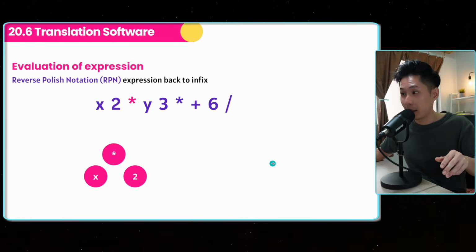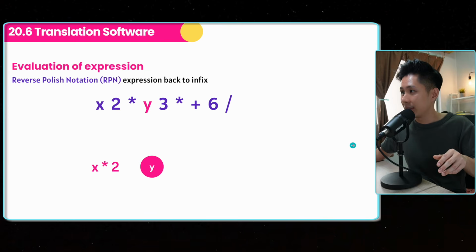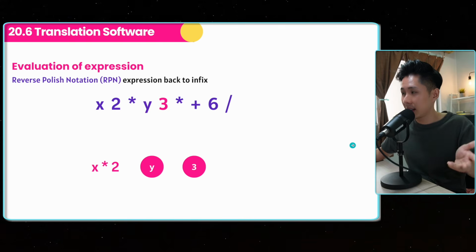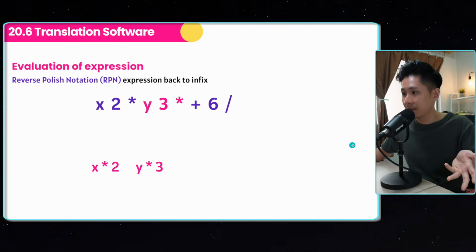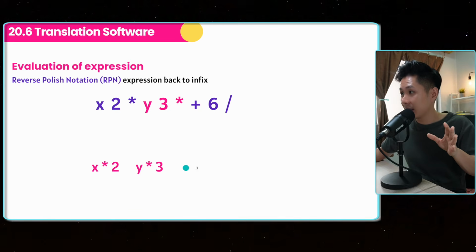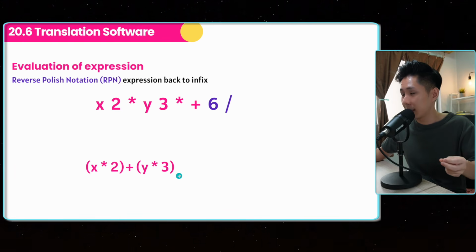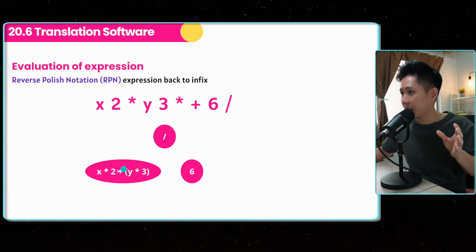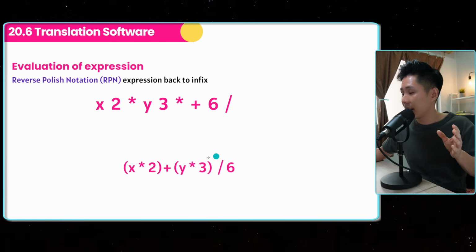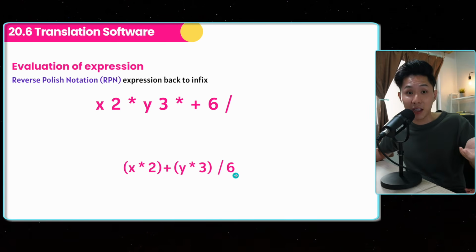It's X times 2. Okay. Y, 3, and the multiply star. So we got Y times 3. Now this entire thing here, left, right, and then this plus symbol here, we got X times 2 plus the Y times 3. Again, this is my left, 6 is my right, followed by the divide, and the expression will be X times 2 plus Y times 3 divided by 6.